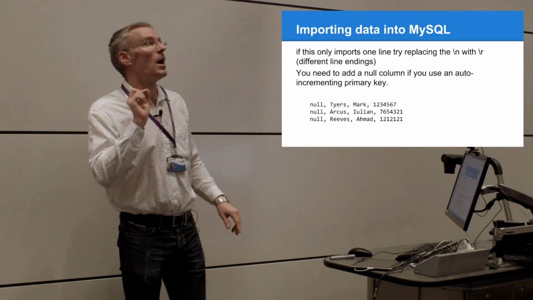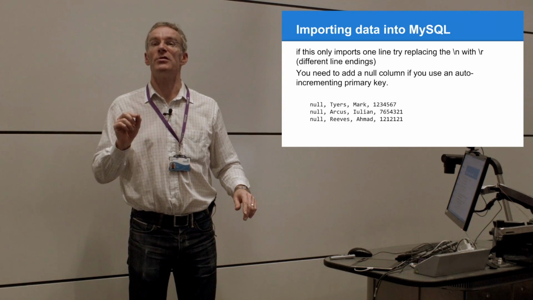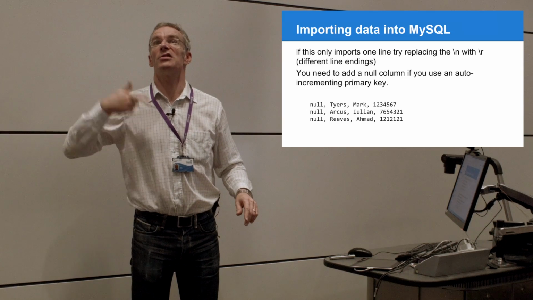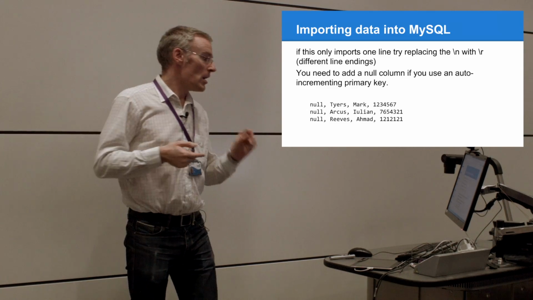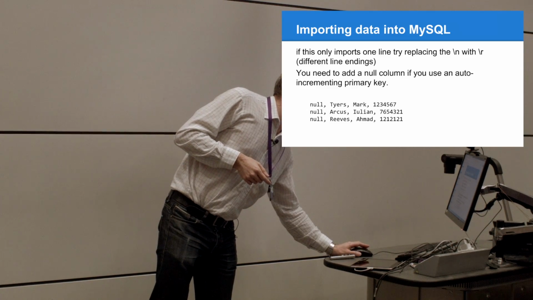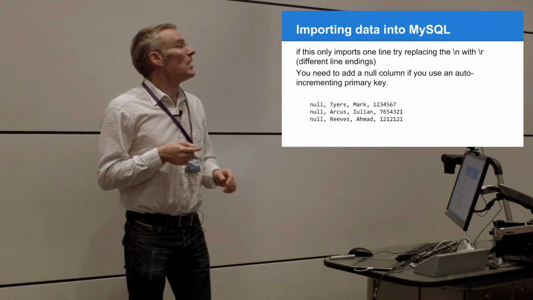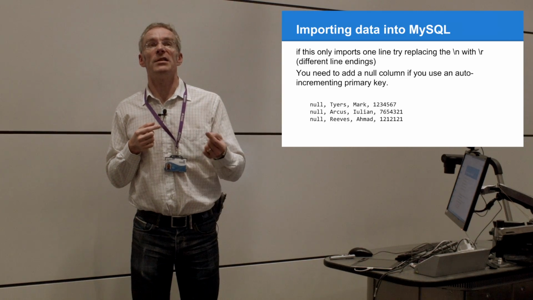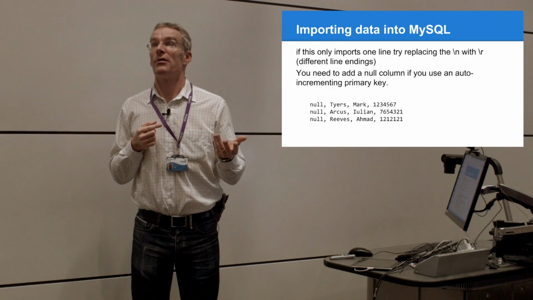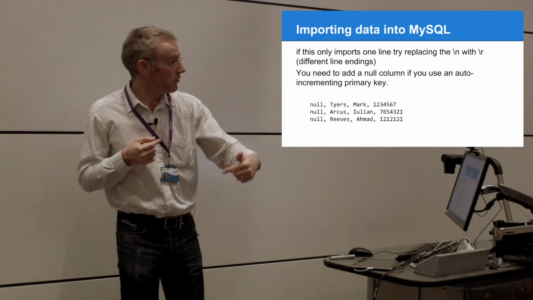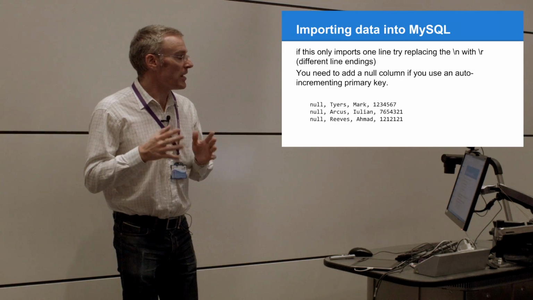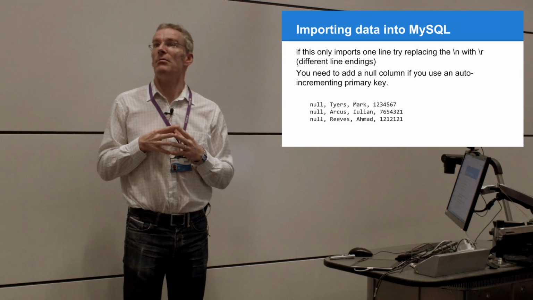And because my ID column is auto increment, you know, it automatically generates an ID for me when I insert a record, I have to put the word null in my CSV file. And that tells the database to generate that value itself. So it'll be 1, 2, 3, 4, and so on, yes? That's how you import data into MySQL.